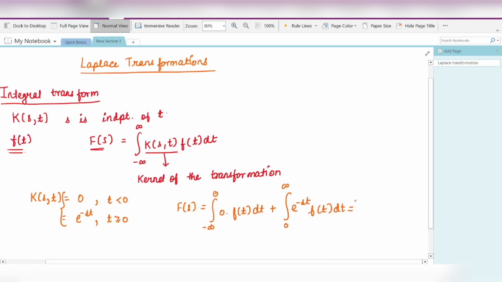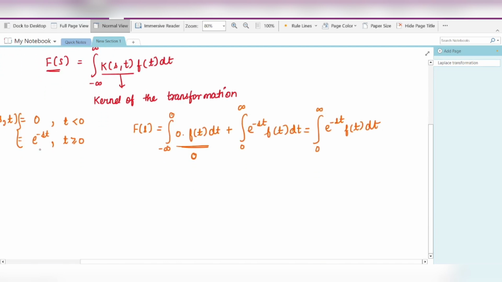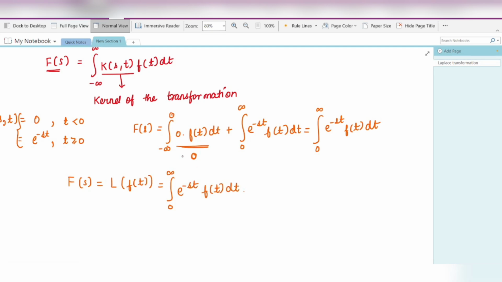And this will be equal to the integral from 0 to infinity of e raised to minus st f of t dt itself, because the first term of the integral will obviously be 0. Then we say F of s is also denoted by L of f of t, that is, the Laplace transformation of f of t is the integral from 0 to infinity of e raised to minus st f of t dt, and this is called the Laplace transformation of f of t.